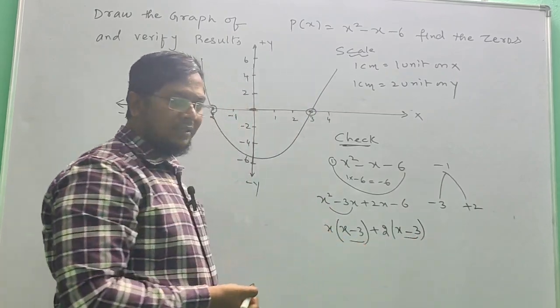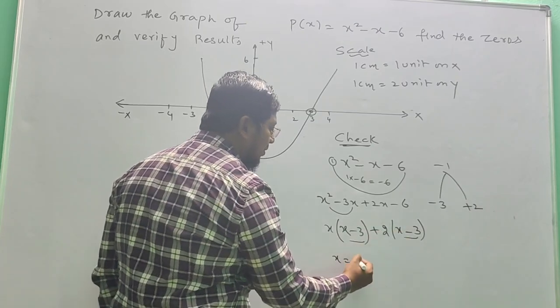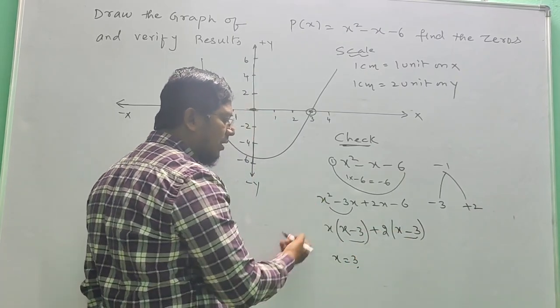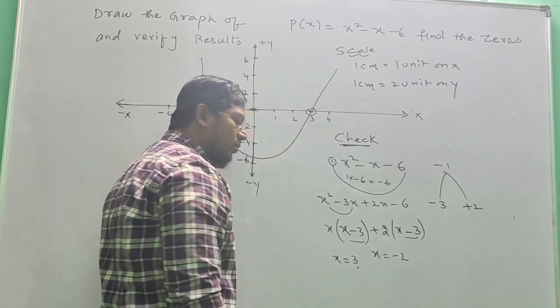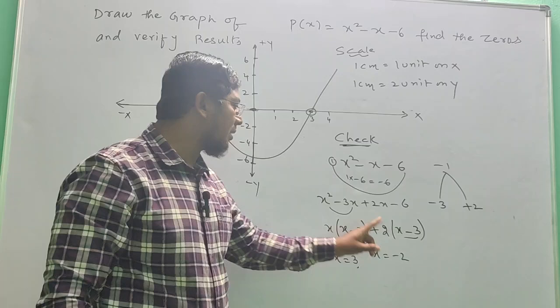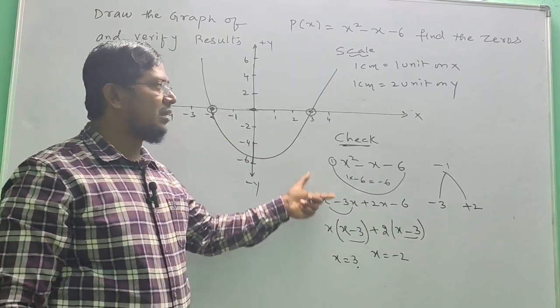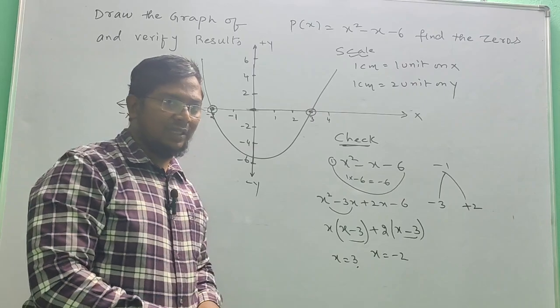We see that x minus 3 is a factor, which means x is equal to 3. If it repeats 2 times, we should write it 1 time, x is equal to 3. x plus 2 means x is equal to -2. So we have the result x is equal to plus 3 and x is equal to -2. This justifies your result. Okay, one more question we will take.